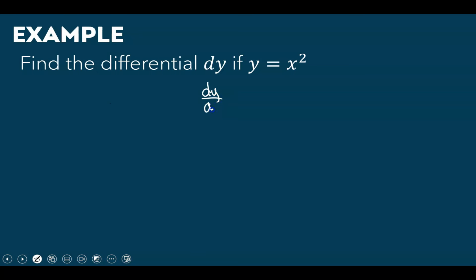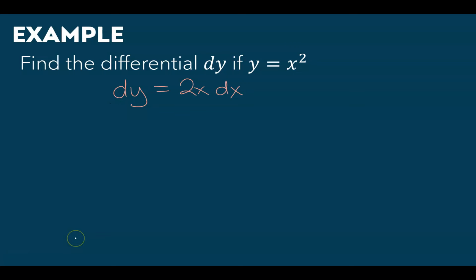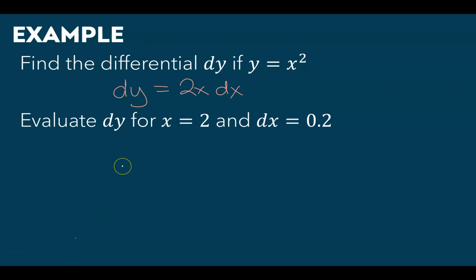Well, dy/dx, that's 2x, that's pretty easy. And we want dy by itself, so we multiply both sides by dx and just write 2x dx. So hopefully, eventually, if that's easy for you, you could just jump to dy is 2x dx. That's all there is to it. Now, what did we find? Oh, I forgot there's a little bit more.